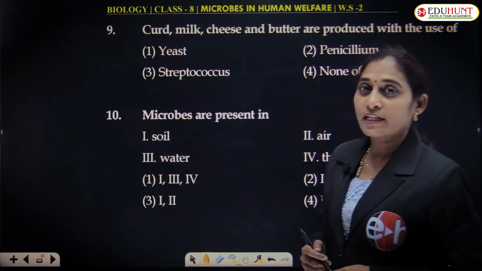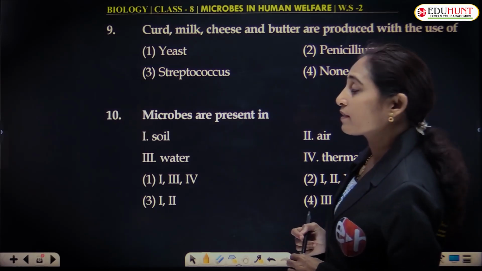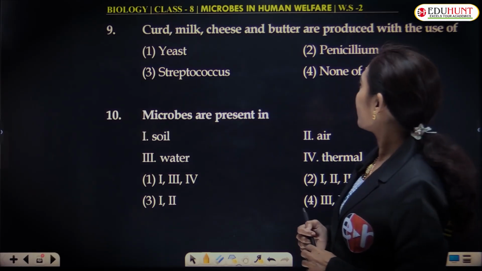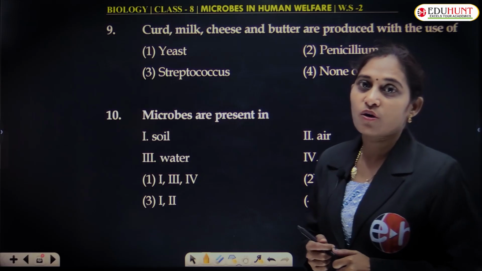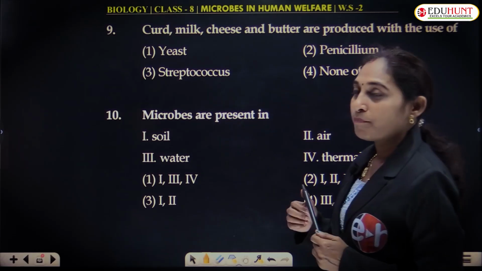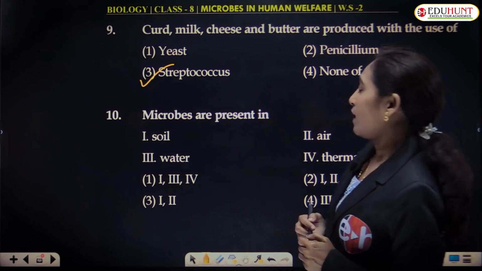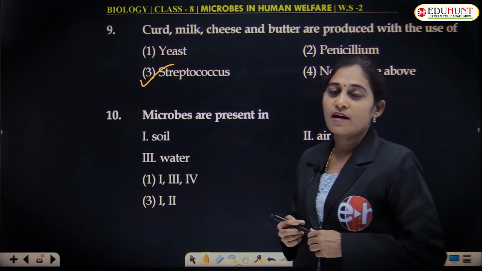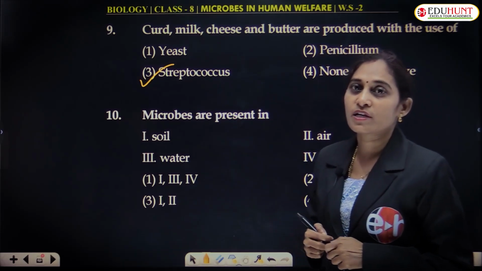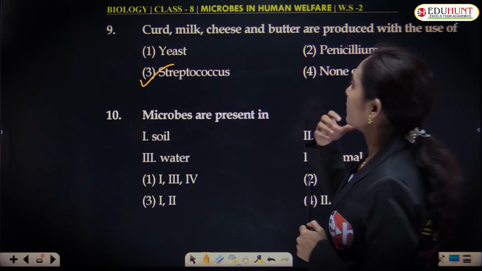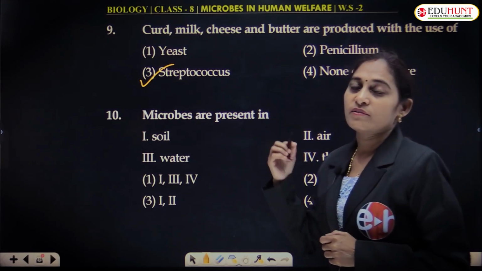Dairy products like curd, milk, cheese and butter are produced by using bacteria, especially Streptococcus and even Lactobacillus, which are the microorganisms used in producing these dairy products.